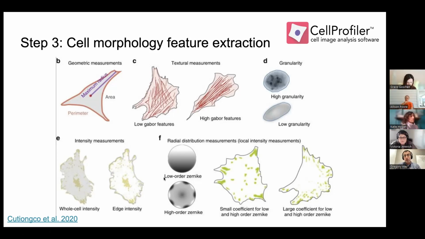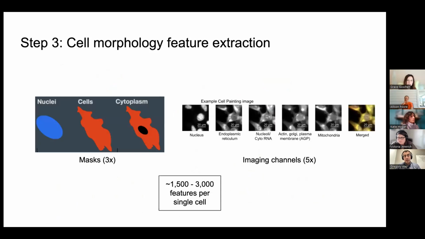We also measure other distribution-based measurements. So are things kind of pushed all the way to one side? Does it seem like there's a polarity to the cell, where a lot of the intensity patterns are just pushed towards one side of the cell, or is it more broadly distributed? And there's lots of nuance to these measurements as well. These are the broad categories. And like I said, we extract about 3,000 of them per single cell.